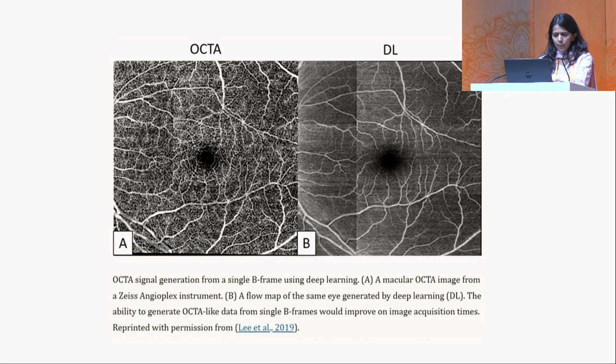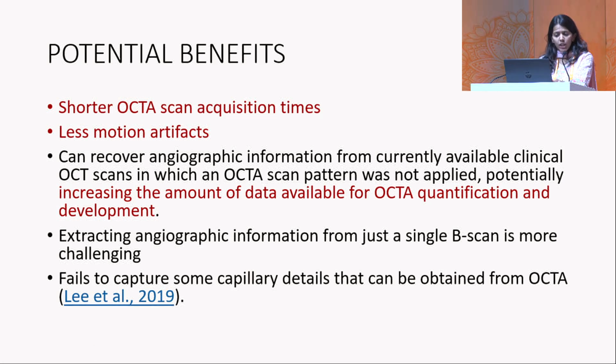branch of machine learning. So this is an OCT angiography signal generated from a Zeiss Angioplex machine, and this is an OCT angiogram generated from a deep learning algorithm using just a single B frame, which is almost similar to what a normal OCT angio scan looks like. So it not only requires shorter OCT angio scan acquisition times, but also induces fewer motion artifacts. And it can also recover information from currently available clinical OCT scans in which the OCTA scan pattern was not applied, potentially increasing the amount of data available for OCT angiography quantification and development.